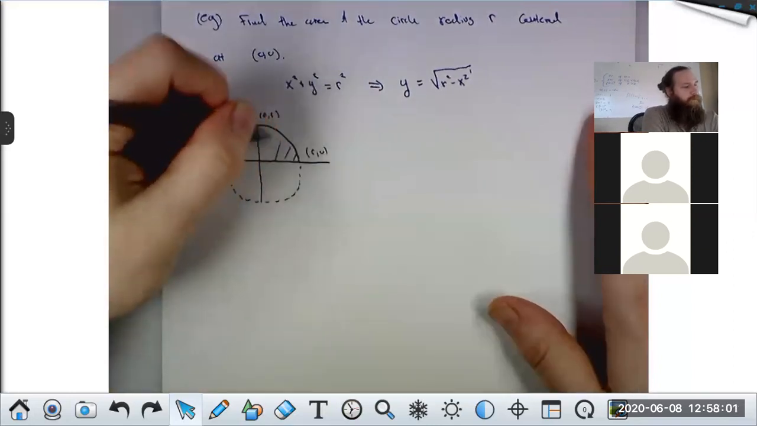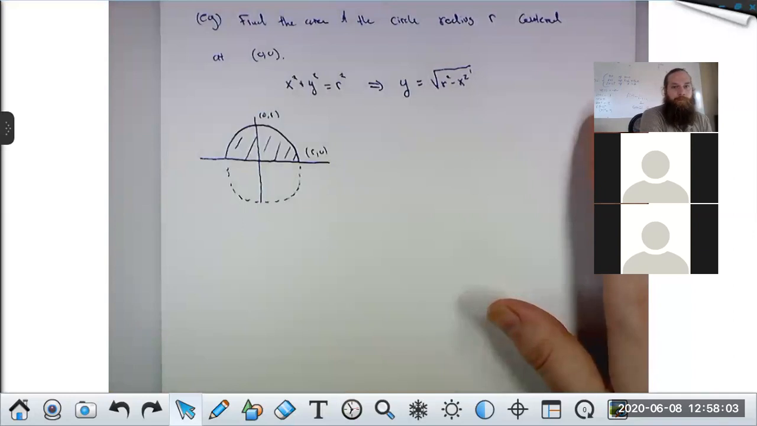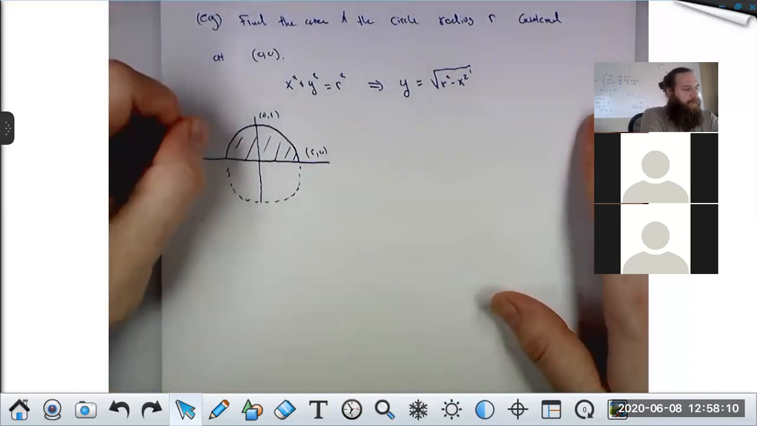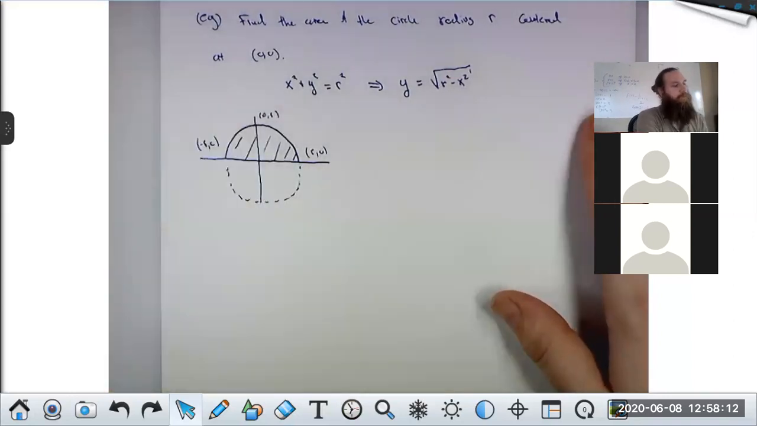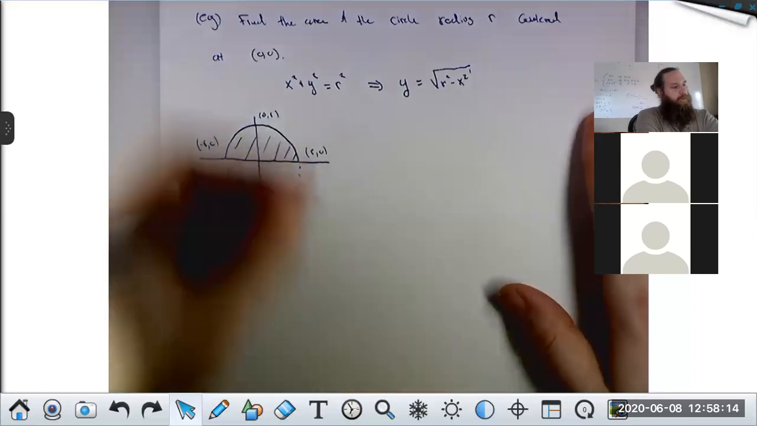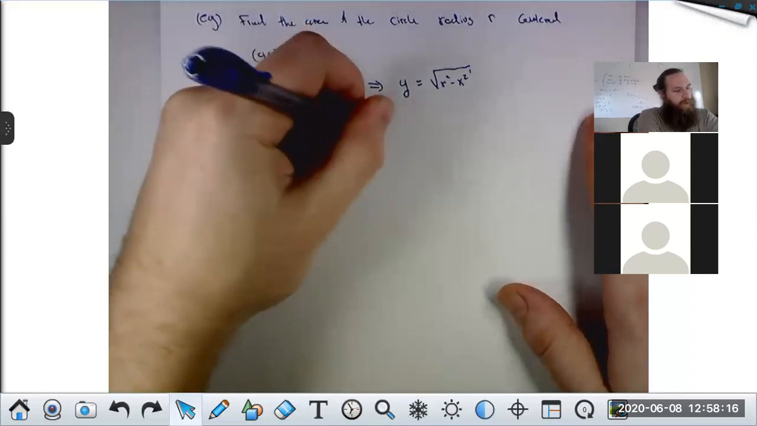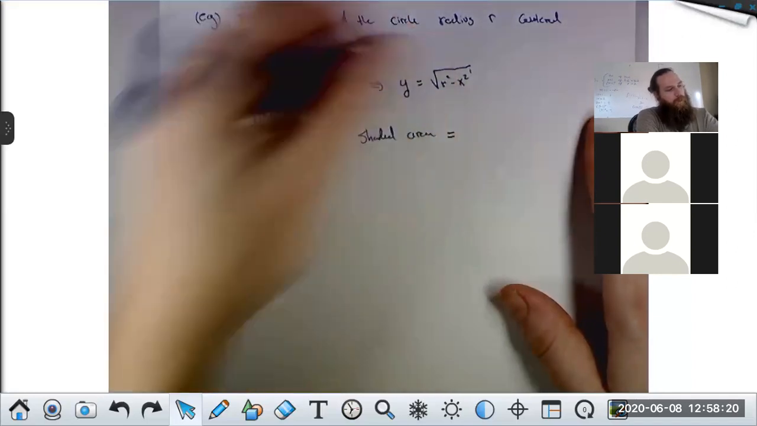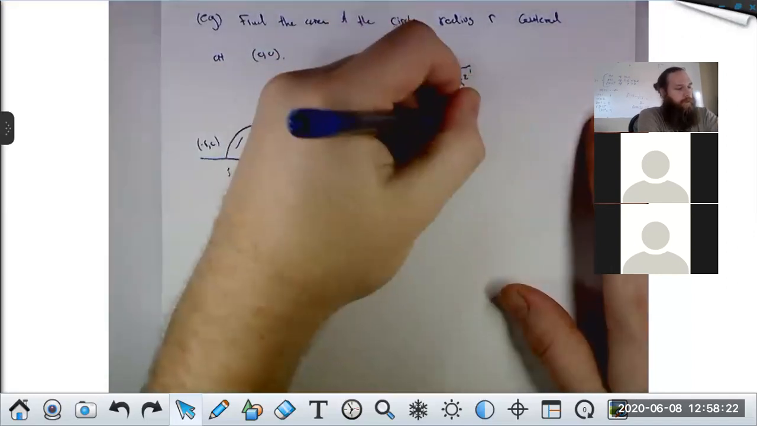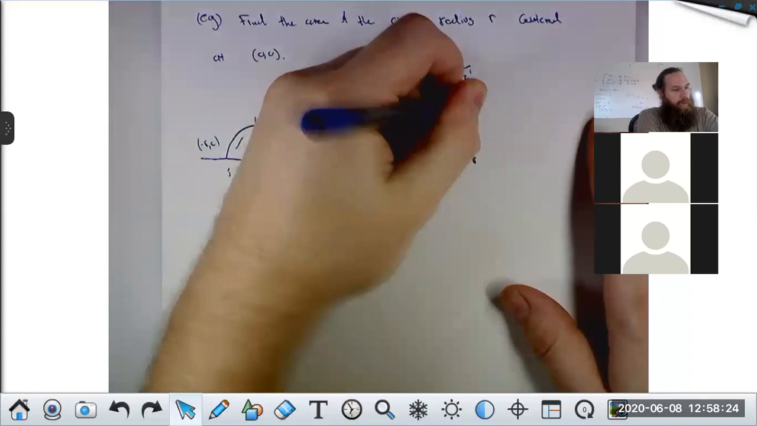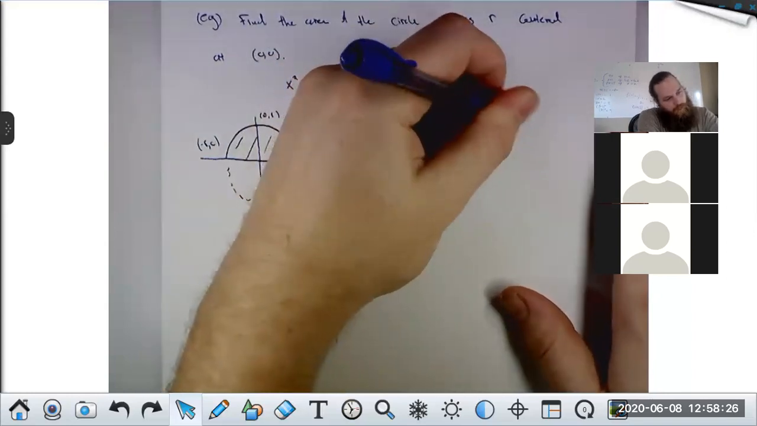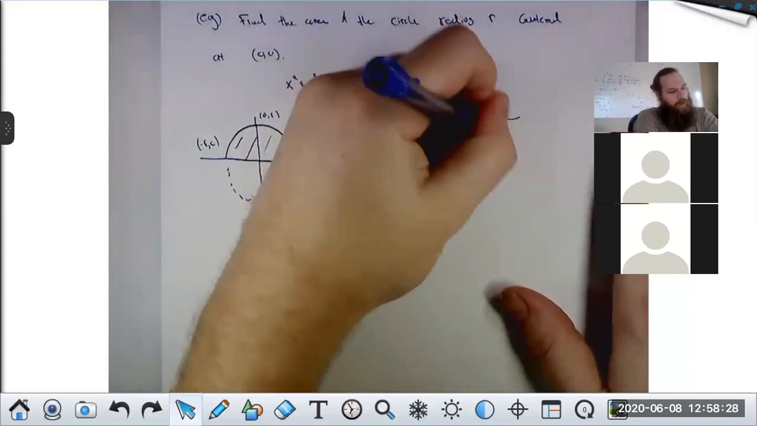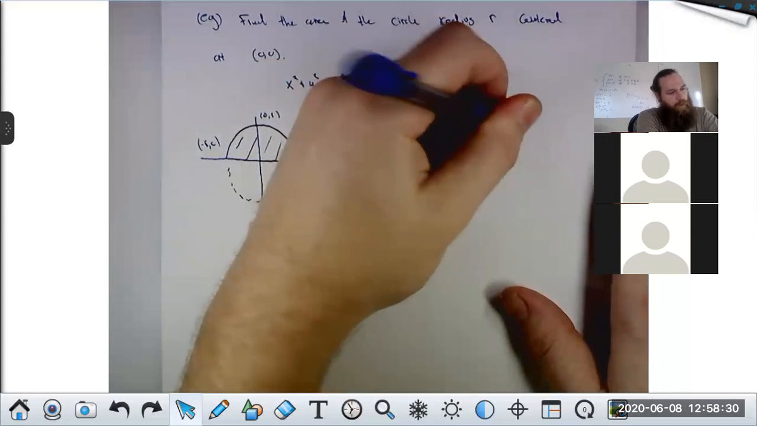So if I find this area and I double it, then that will give me the area of the whole circle. Over here is negative r comma 0. So the shaded area is equal to the integral from negative r to r of the square root of r squared minus x squared dx.